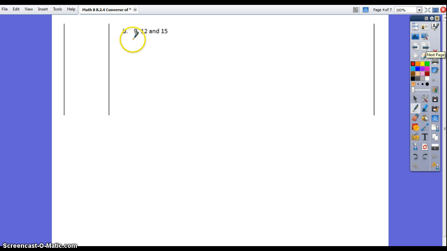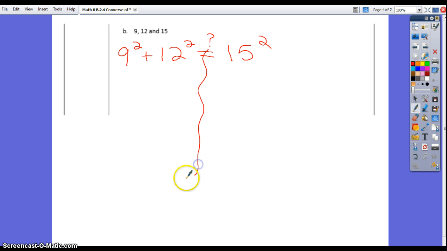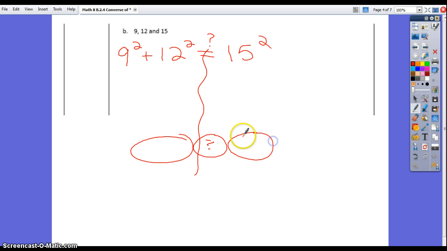Next one. So now we have 9 squared plus 12 squared. Does that equal 15 squared? On your boards, hold up the answer. And when you get to the bottom of the answer, I want to know what number does that equal, does it equal this number, and then yes or no. Hold that up on your board for me.